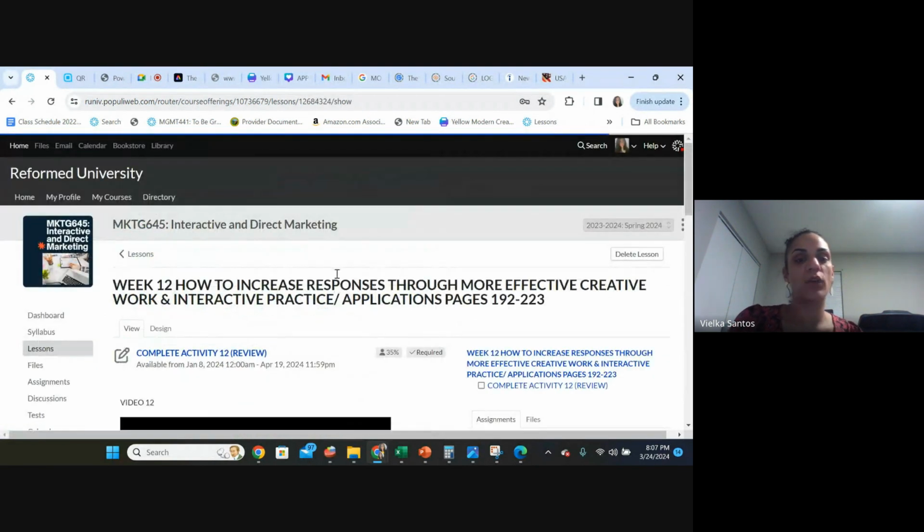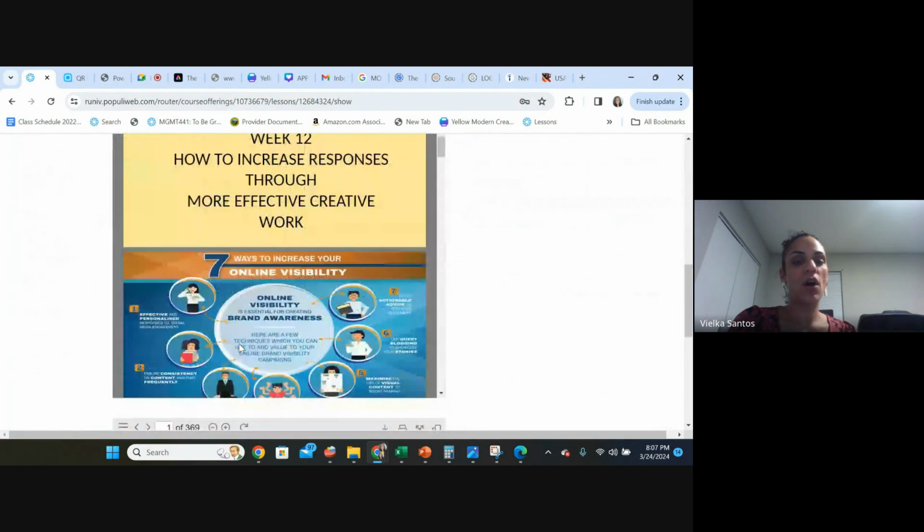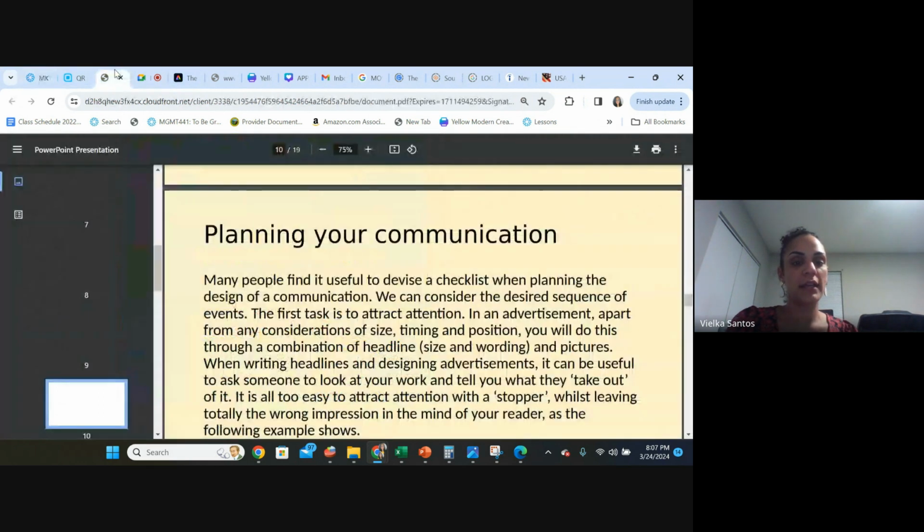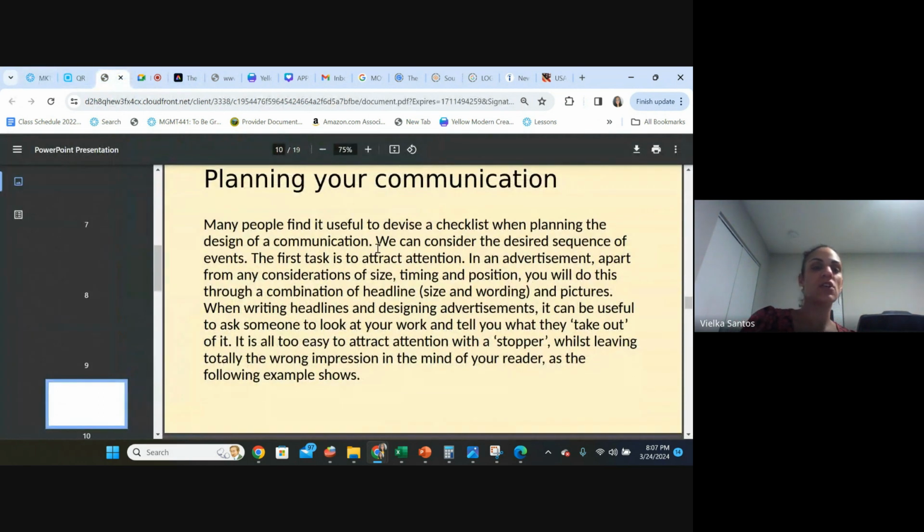We are here: how to increase response through effective, creative work, an interactive practice. So let's go to the content that we were looking at, planning your communication. This is something that you have experienced, because together we already planned the communication. So many people find it useful to devise a checklist when planning the design of a communication. We can consider the desired sequence of events.